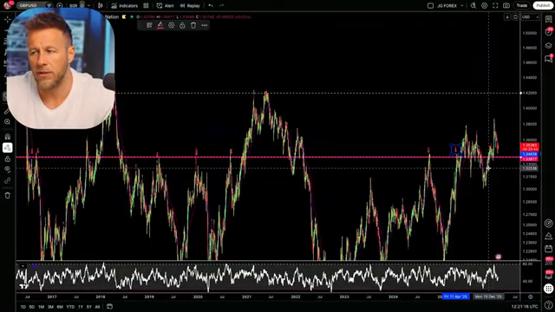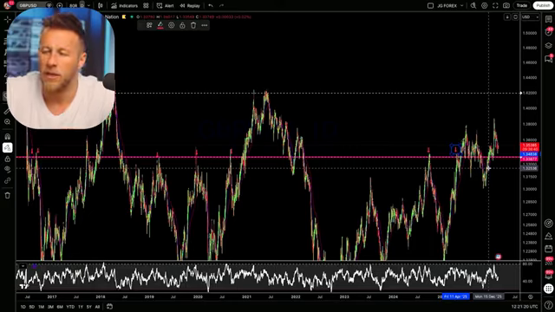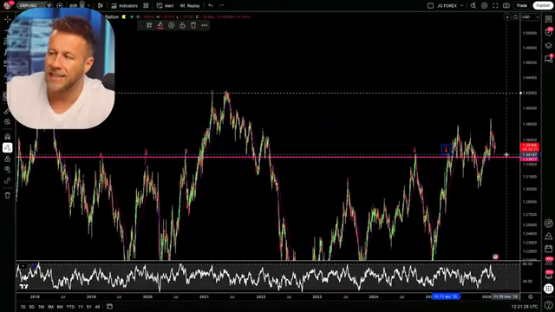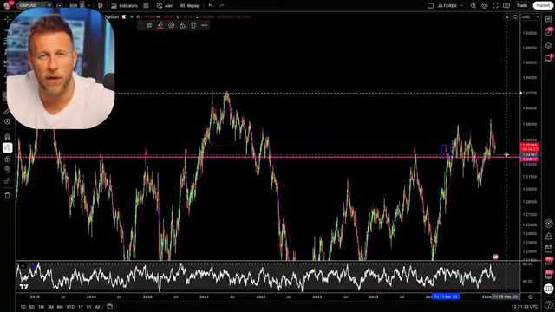So two things to note here. One, that level, when it's tested, there should be a reaction there. But two, what also happens is these levels act like magnets. So when you look left into structure and you see these time and time again, these tests of these levels, price tends to gravitate or magnetize towards those levels in the future like magnets. So the closer we get to that level, the higher the probability is that we're going to actually test that level in the first place.